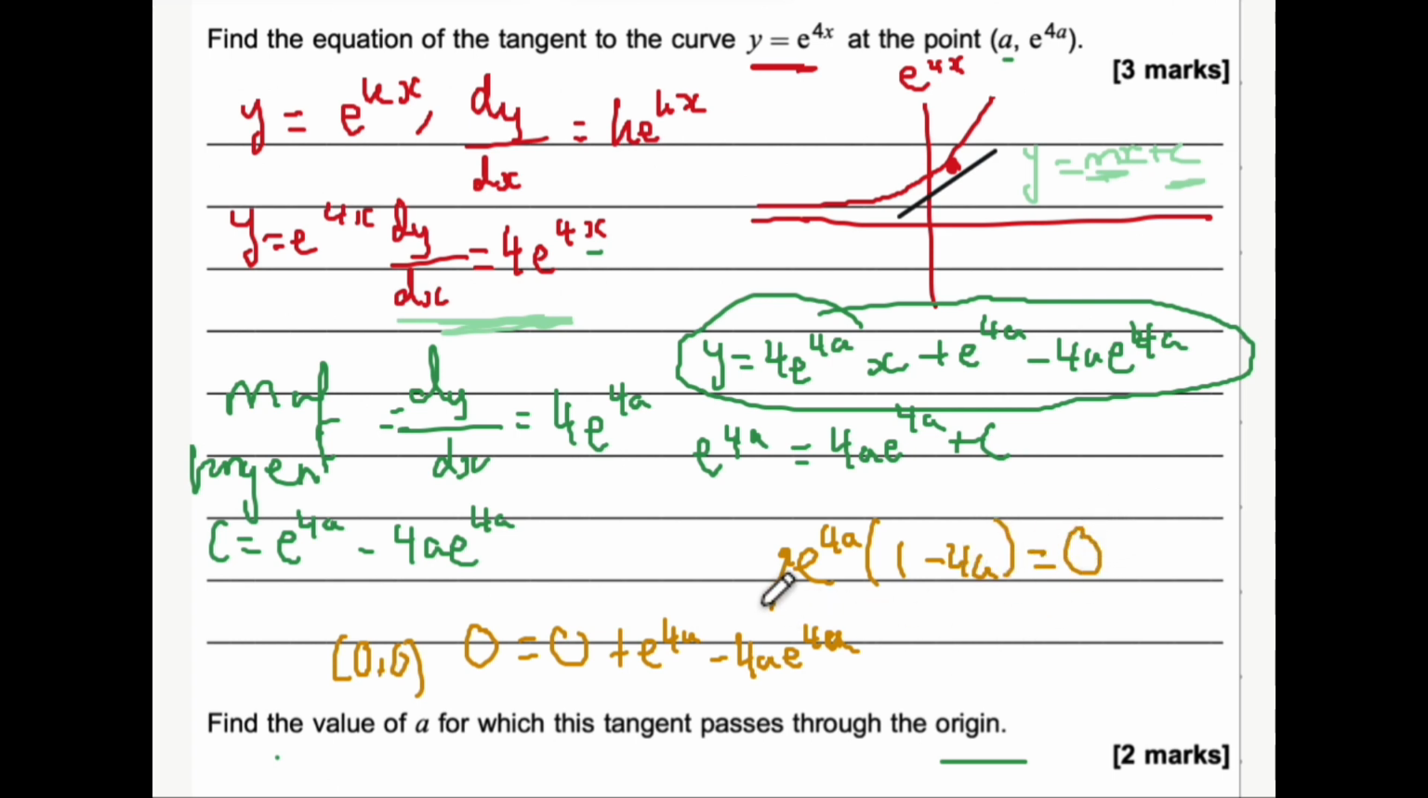Now, what we know about the exponential curve is that it will never touch the x-axis. So that means that e to the 4a will never equal 0. The only case where the left-hand side equals 0 is when this bracket here equals 0. So we set 1 minus 4a equal to 0. Add 4a to both sides, so 4a equals 1, and then divide both sides by 4, so that a equals a quarter. And that's everything for this whole question.